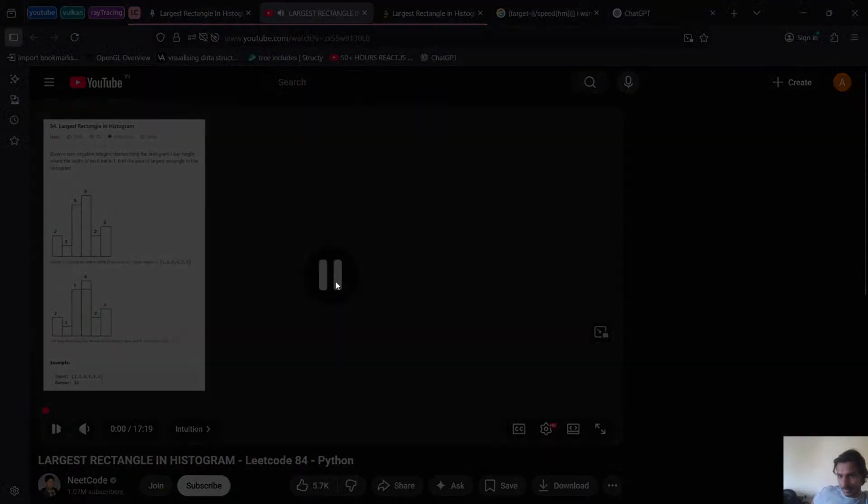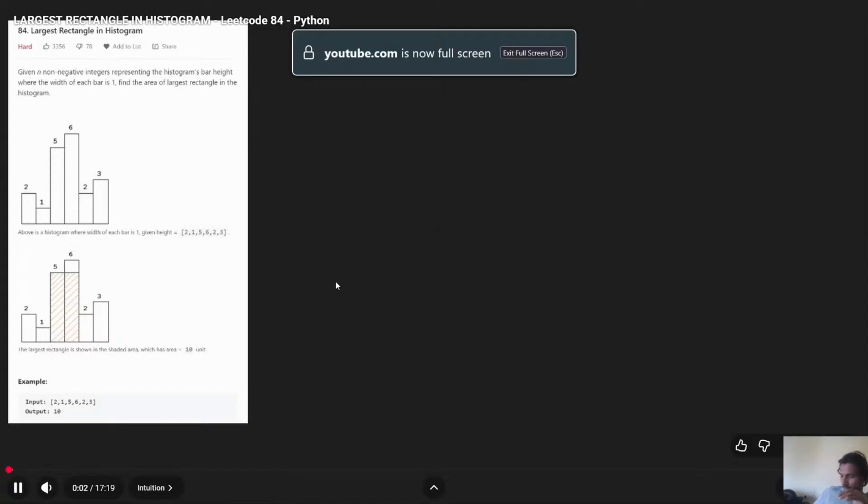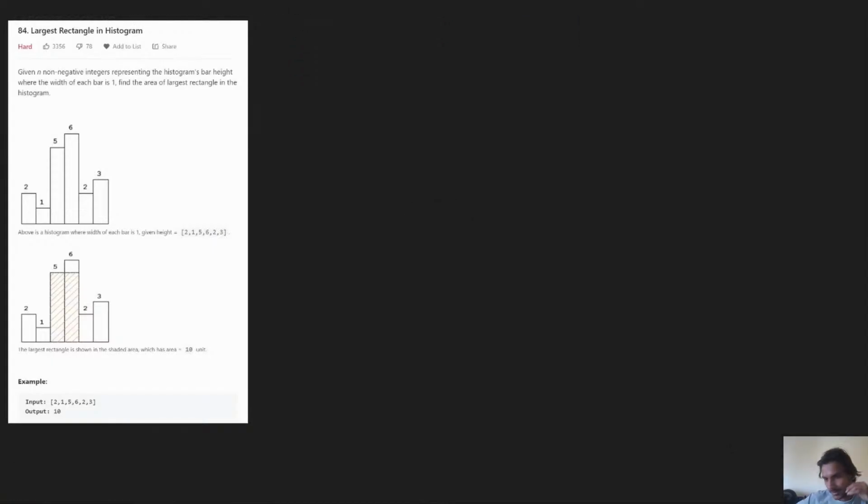Let's solve LeetCode 84, largest rectangle in histogram. So we're given a bunch of bar heights, and each bar has a width of 1. We want to find out what's the largest rectangle we can get and return the area of it. So in this case, the largest has an area of 10, width of 2, height 5.